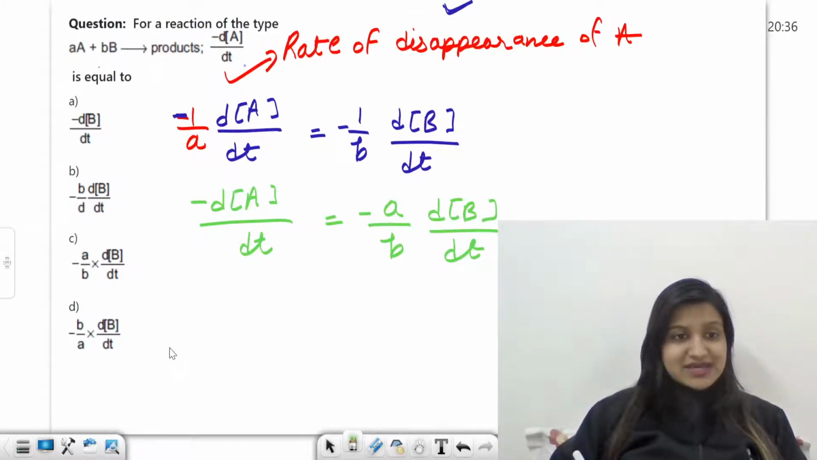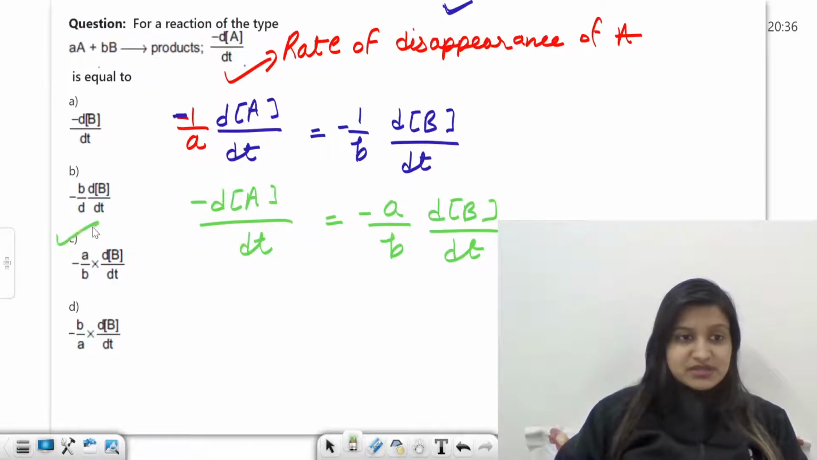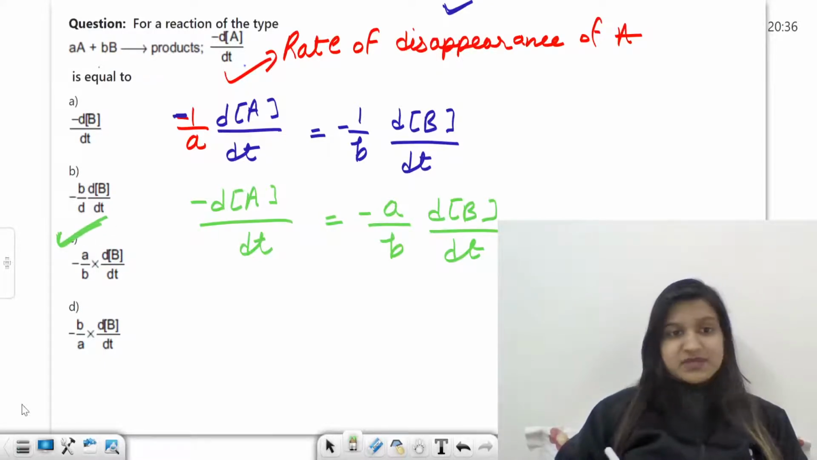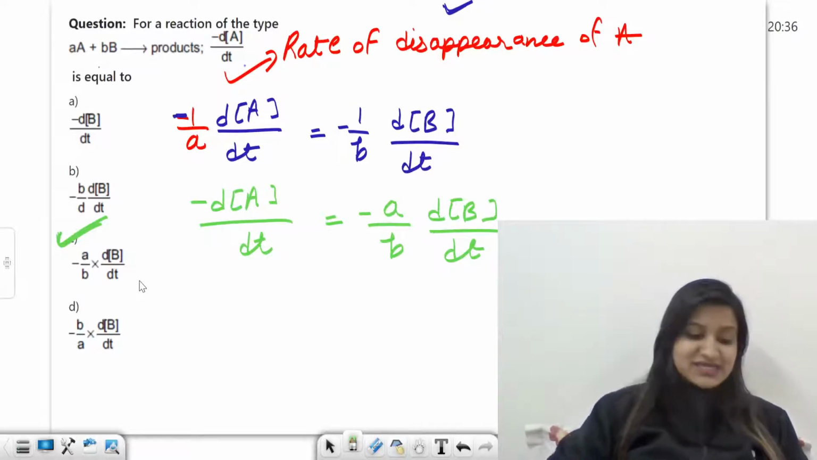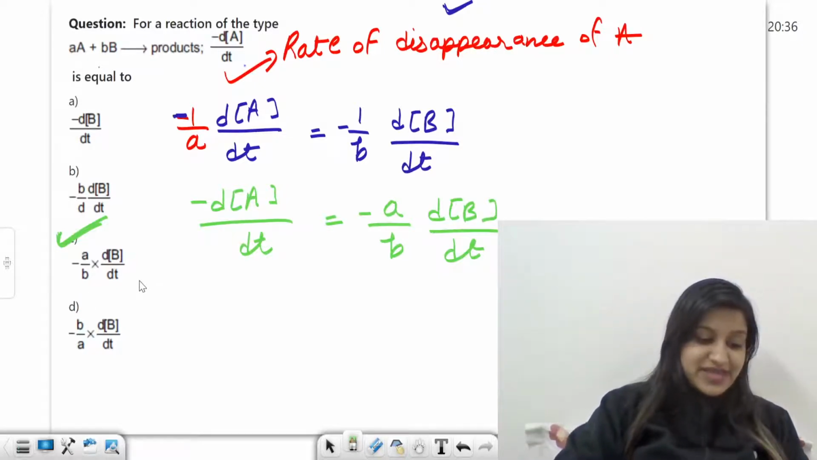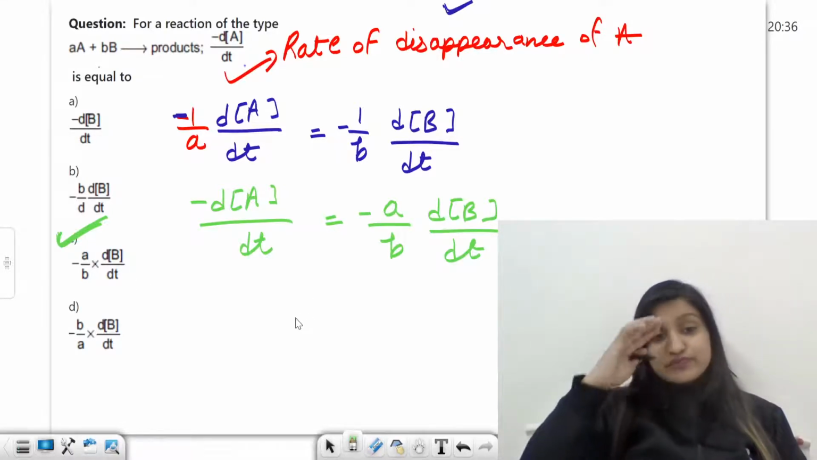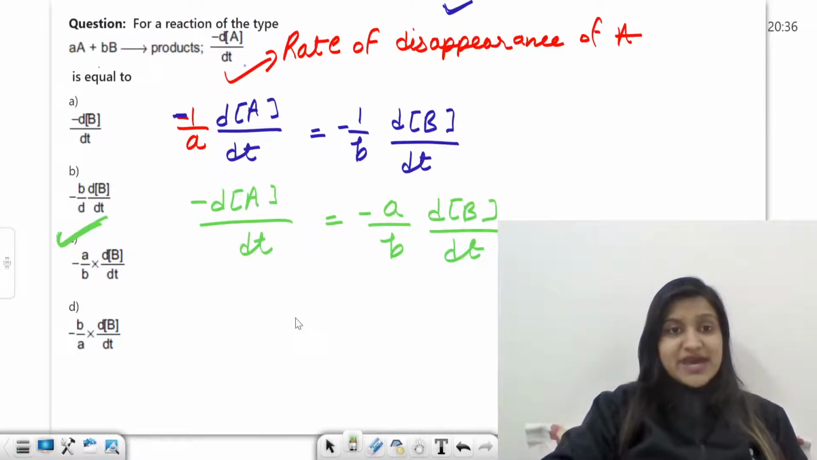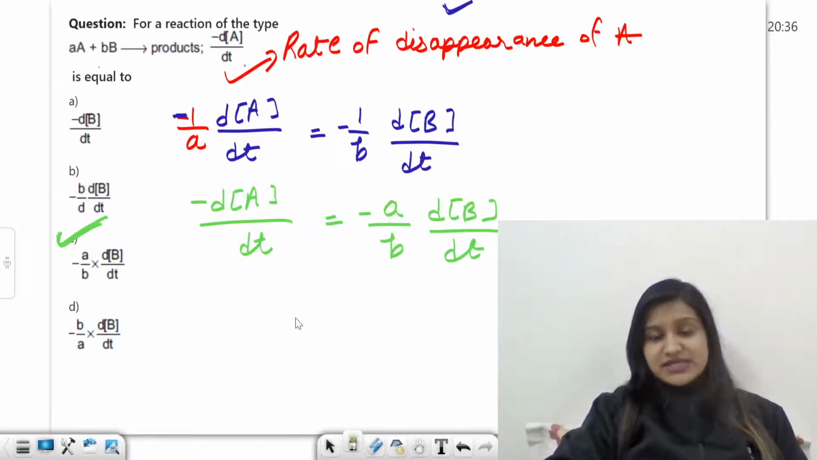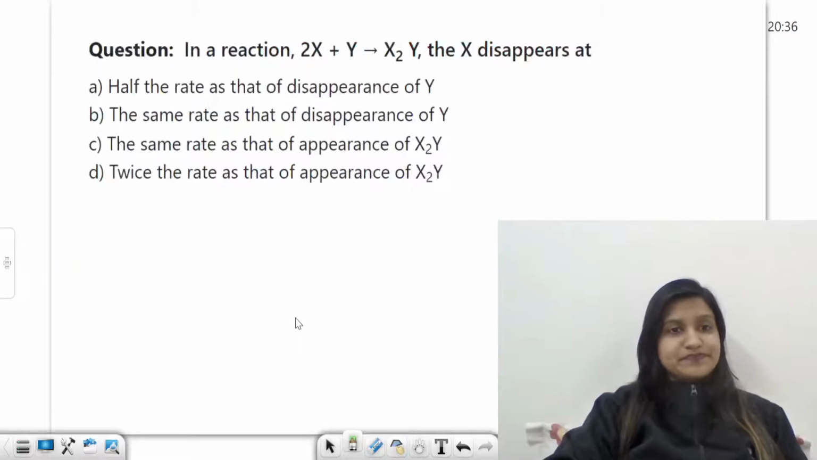So let's look at the right option. That's option number C, right? Minus A over B dB by dt. That's your correct answer. So I hope that there is no doubt till now. Let's move ahead. Let's proceed to the next question.